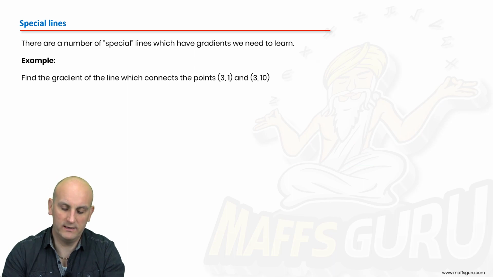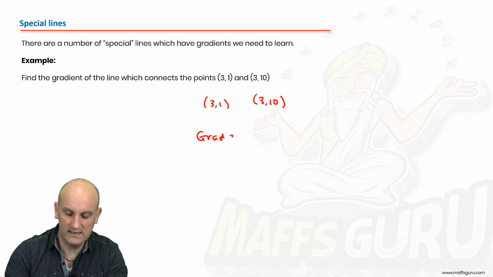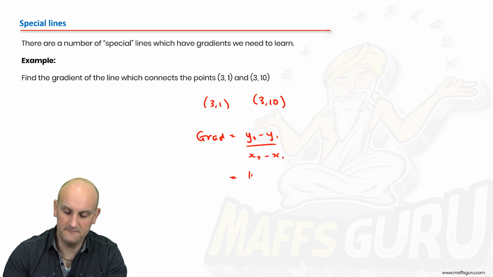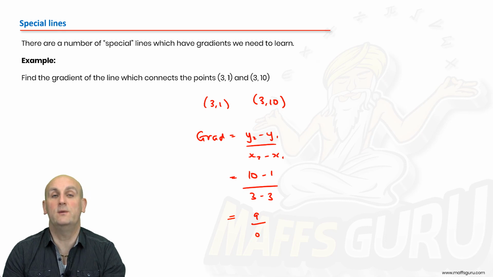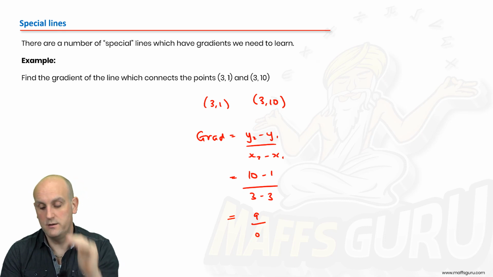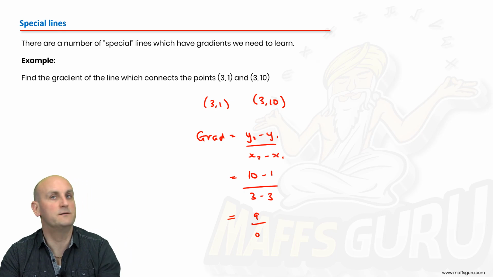What about this one then? Well, it may look the same, but it really isn't. So I've got my two coordinates. So my gradient is equal to y2 minus y1 on x2 minus x1. So 10 minus 1 divided by 3 minus 3. 10 minus 1 is 9. 3 minus 3 is 0. And now we have a problem, because if you put 9 divided by 0 onto your calculator, it's going to come up and say undefined.